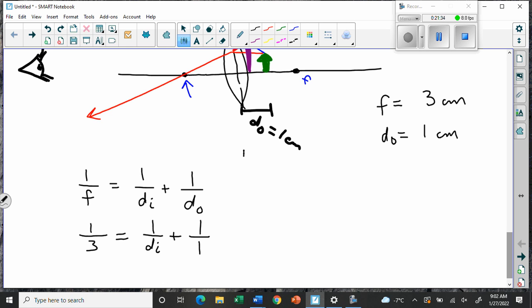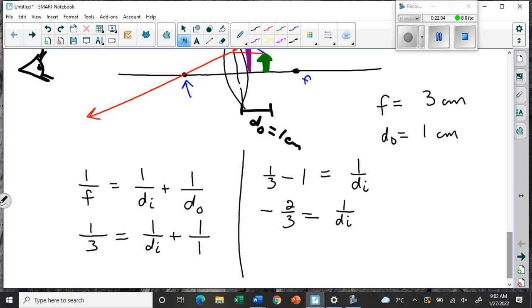And if I just move over here to finish that, then that would be 1/3, take away 1, right? 1 over 1 is 1, equals 1 over di. Okay, well, if you have a third and you take away 1, that actually is negative 2/3, right? Because 1 is like 3/3. So 1 take away 3/3 is negative 2/3. That equals 1 over di.